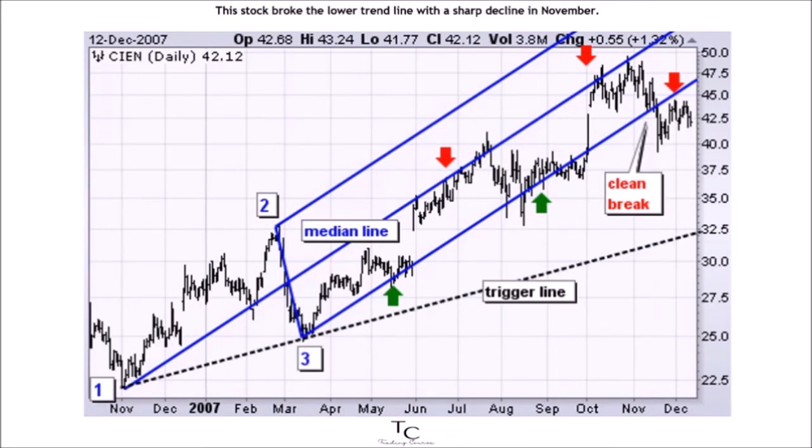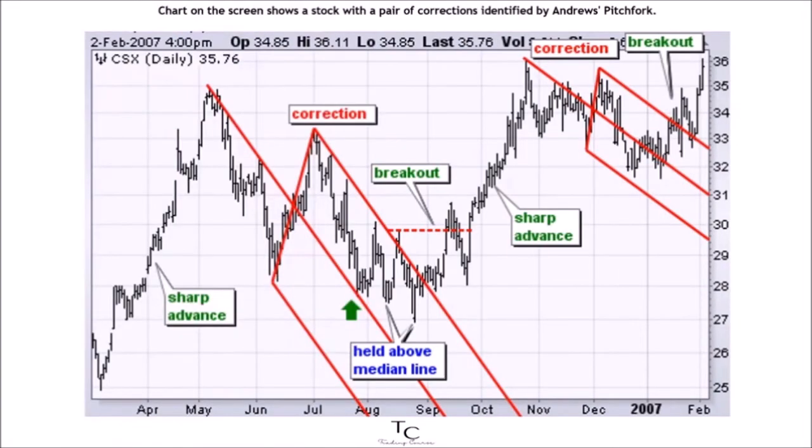This stock broke the lower trend line with a sharp decline in November. Notice that this break held as the trend line then turned into resistance. Chart on the screen shows a stock with a pair of corrections identified by Andrew's Pitchfork. Notice that both corrections formed after sharp advances.